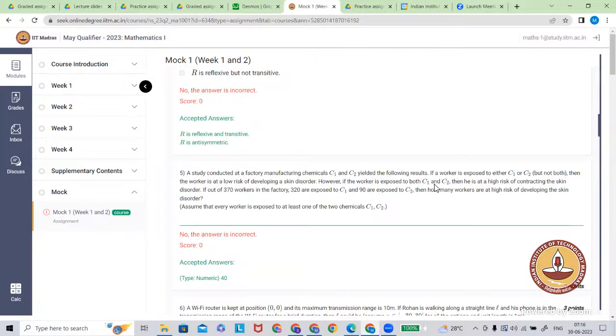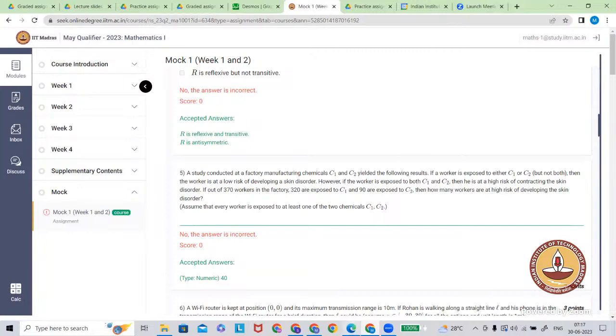But if any one of them is getting a touch, then he will be at low risk of developing a skin disorder. However, if the worker is exposed to both C1 and C2, as he is saying, he is at high risk of contracting the skin disorder. If out of 370 workers in a factory, 320 are exposed to chemical C1 and 90 are exposed to C2, then how many workers are at risk of developing the skin disorder?